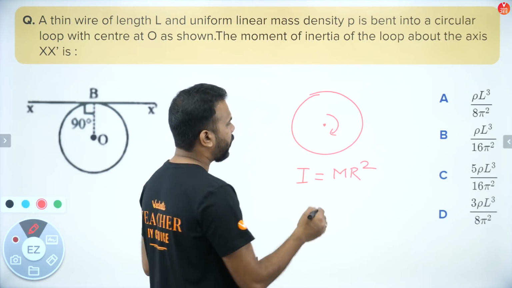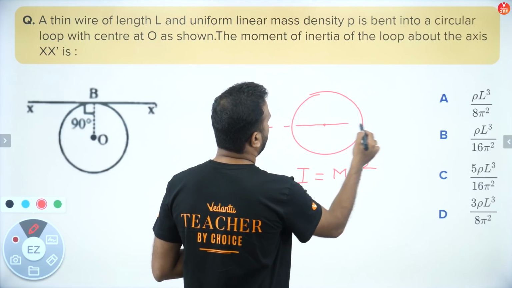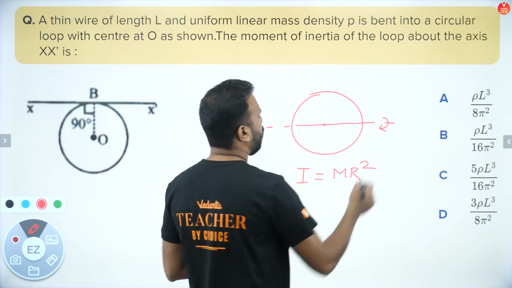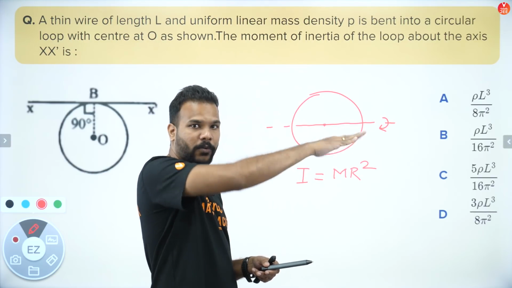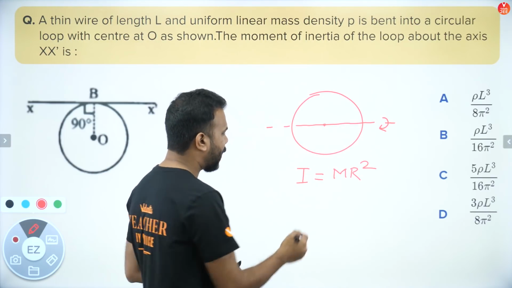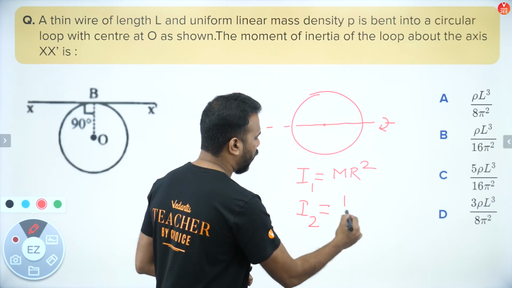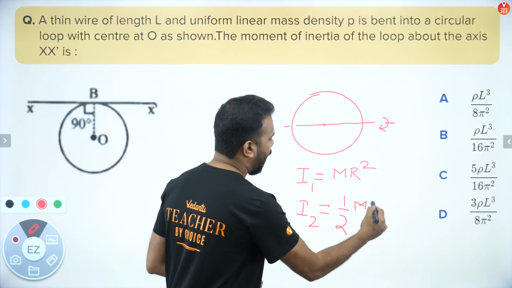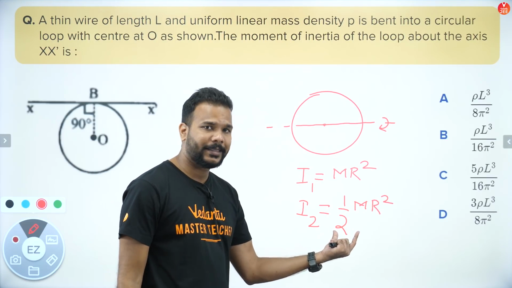Okay, now if the axis of rotation changes, you make one of the diameters the line about which the axis of rotation is passing. That means this is the kind of rotation that is happening. Then in that case, say that the first one was I1, this is I2. Now the moment of inertia comes out to be half mr square. You can find that out by using the perpendicular axis theorem as well.